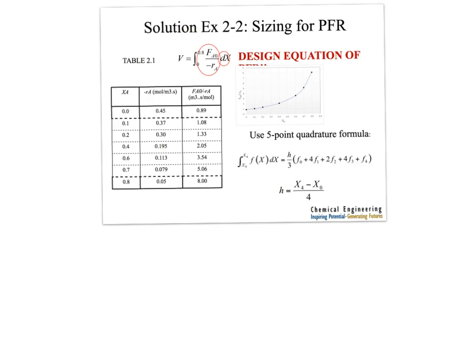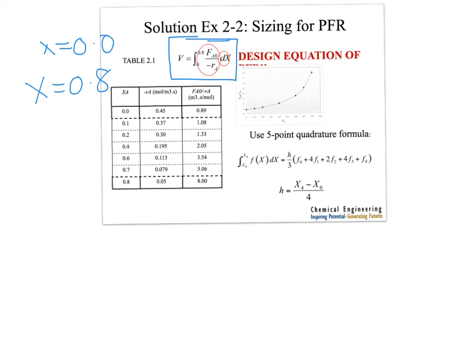Alright. For PFR, remember that the reactor volume will always be the area under the graph. The first thing you need to do is write down the design equation, which is given to you here. This is for PFR, so you need to integrate the area from X equals 0 until X equals 0.8. The first thing that you need to decide is how many points you have.